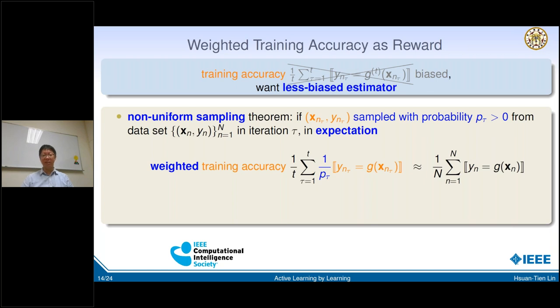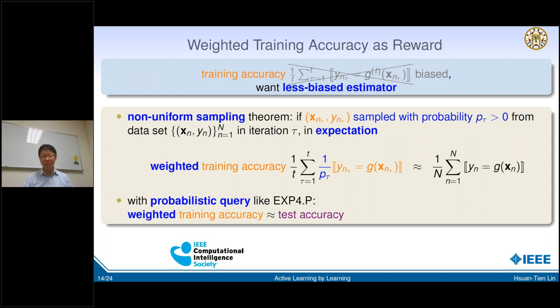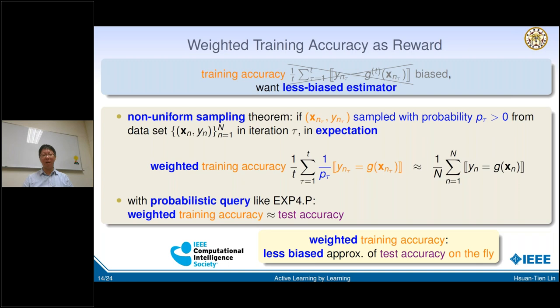And we take this concept to design our reward function. What we do is leverage the probabilistic query in our bandit algorithm. So in our bandit algorithm, it makes probabilistic queries. So each strategy, each example, has a certain probability of being queried. We use the inverse of that probability to get a weighted training accuracy. And this weighted training accuracy would be less biased. This weighted training accuracy will be closer to the test accuracy than the previous version. So that's our design. It is a less biased version of the training accuracy that can approximate the test accuracy on the fly. And that weighted training accuracy is the core of our proposed active learning by learning algorithm.